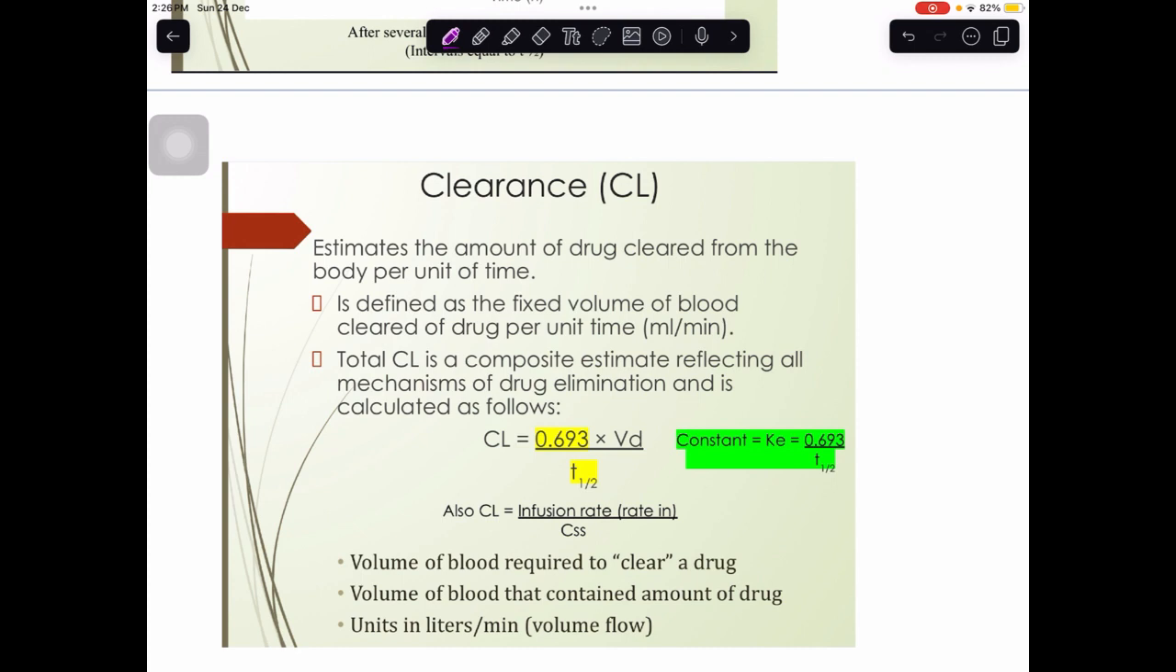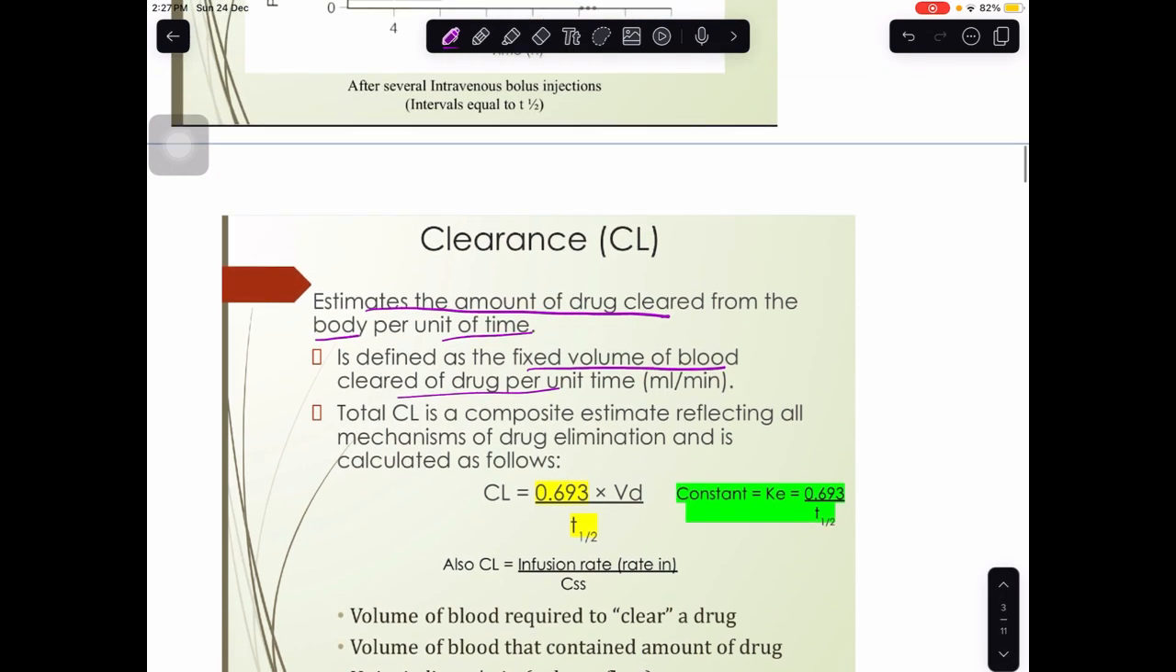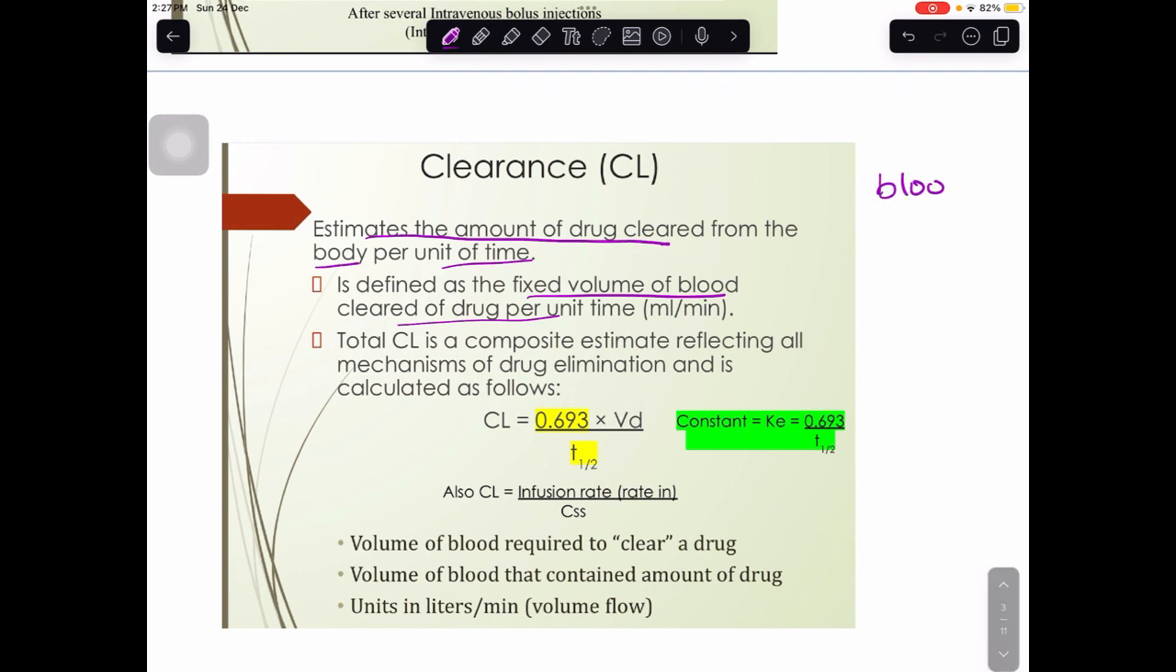Now let's come to my topic, clearance. What is clearance? Here it mentions that clearance estimates the amount of drug cleared from the body per unit of time, and it is the fixed volume of the blood cleared of the drug per unit time. Okay, what does it mean? It basically means how much blood I require to clear my drug.